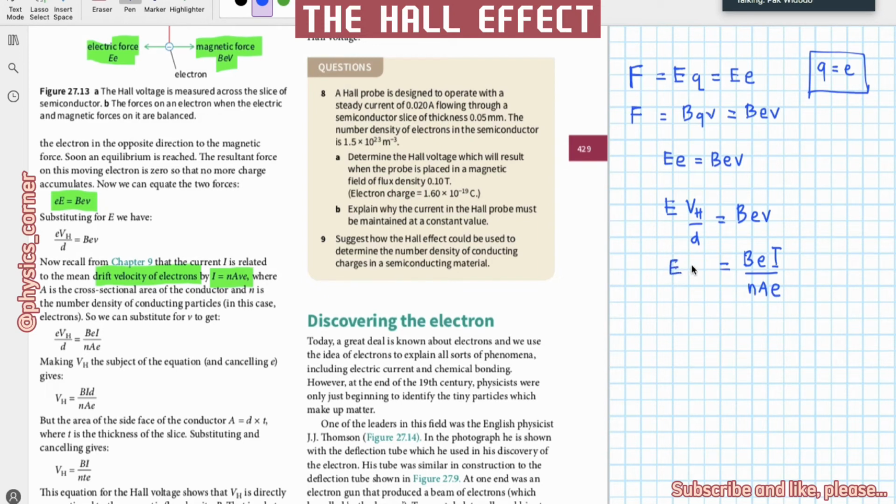This is still E equals V_H divided by d. Then finally, making V_H the subject of the equation, we cancel e. Oh, I made a mistake here, this is a small e. Then we can cancel this e. So we can get V_H.